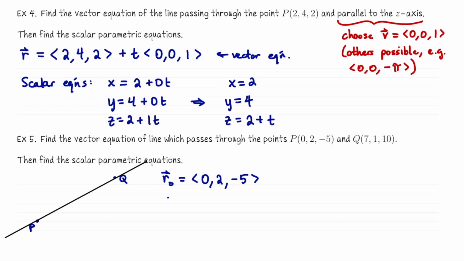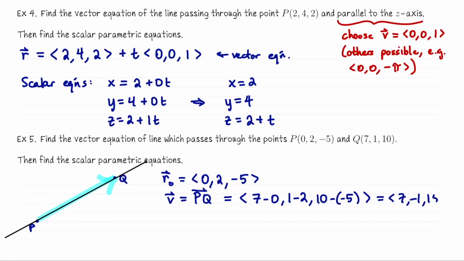Okay, so our direction vector comes from the vector PQ, because the vector PQ points us along the line. So that's going to be the vector (7 minus 0, 1 minus 2, 10 minus negative 5). Or in other words, (7, negative 1, 15).